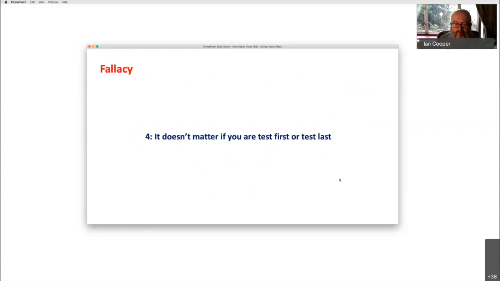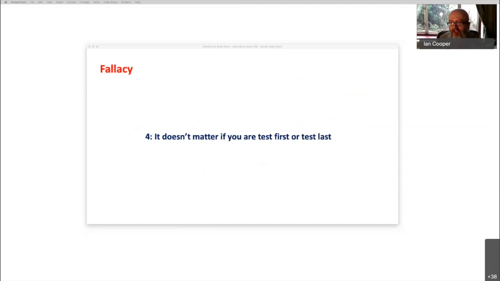Okay, it doesn't matter if you test first or you test last. That's another fallacy that seems to come up. People say, well, it doesn't matter. I still get the same test coverage, right?